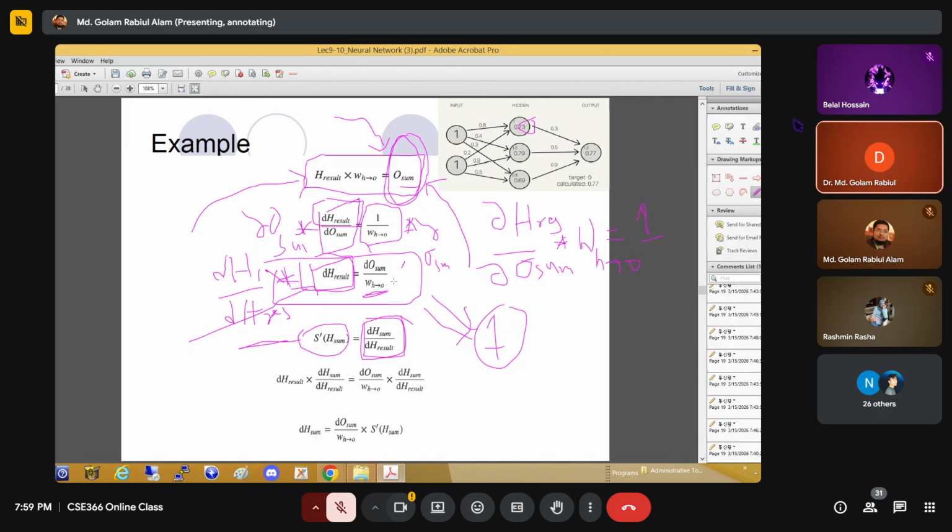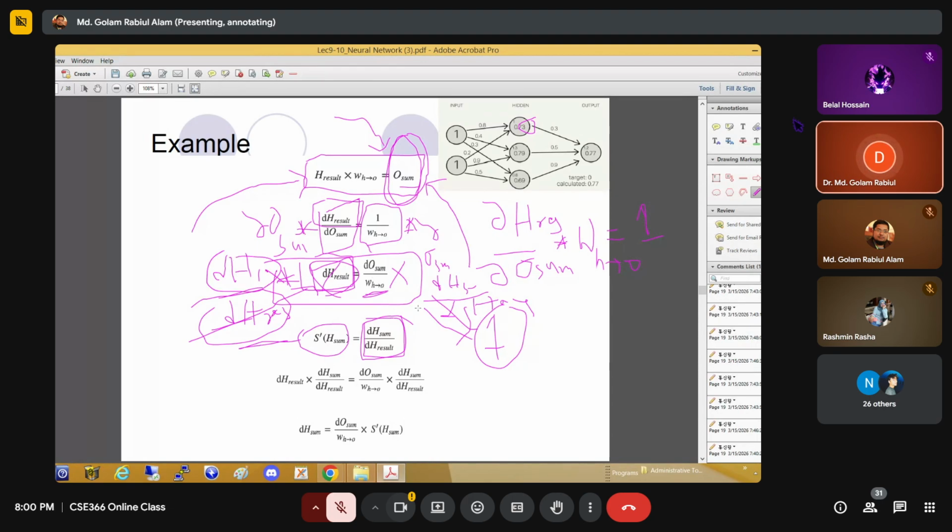This side also, there is delta hidden sum by delta hidden results. So both sides. If we multiply both sides of equation 1 by delta hidden sum by delta hidden results, then we can see this is delta hidden results and this is also delta hidden results. Okay, so we can cancel these two out and then we will get delta hidden sum.